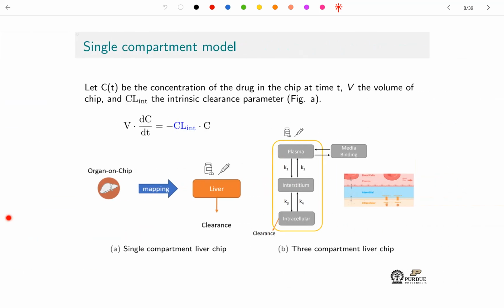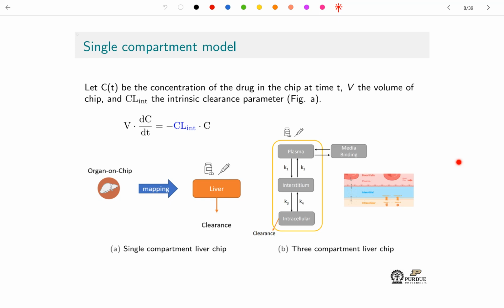First we describe a single compartment model. In this model, that is figure A, we have the whole liver considered as a single unit and clearance is the only parameter. This is the state of the art or the conventional approach. They do regression analysis on the kinetic data to find the clearance of the drug. You can see V dC/dt is equal to minus CL_int times C, where CL_int is the intrinsic clearance parameter. So it is modeled using a single differential equation, which is regression.